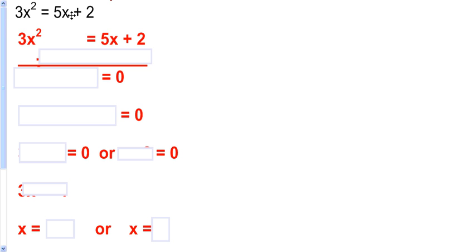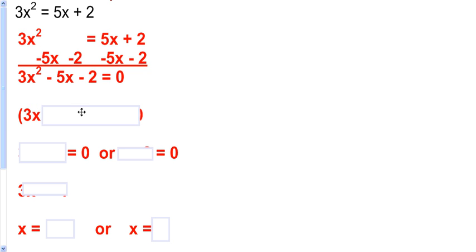So let's go ahead and solve this one here by factoring. But once again, you need to have it set equal to 0. I'm going to bring everything over to the left side where my x squared is already positive. So subtract 5x from both sides, subtract 2 from both sides. Now I'm going to go ahead and factor this. Now to factor this, I'm going to put a 3x in the beginning of one parenthesis and an x in the beginning of the other parenthesis.